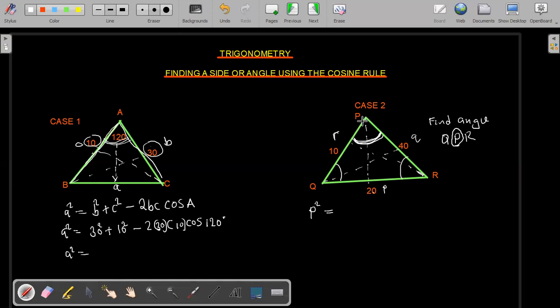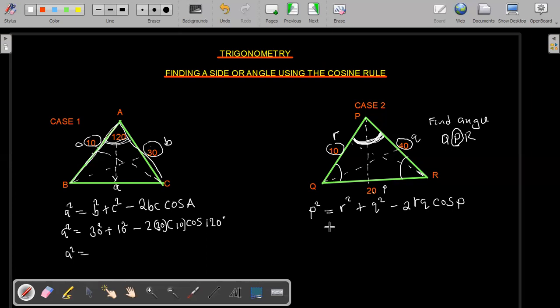Now, when you look at this angle, the two sides that are covering this angle are this one and that one. So we are going to say R squared plus Q squared minus 2RQ, like that. Then cos, what is your angle? Your angle is P.